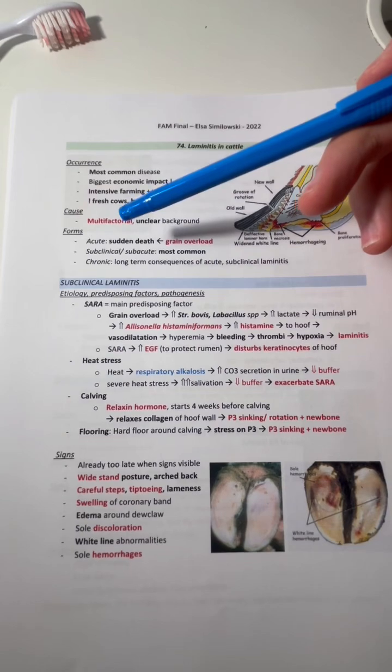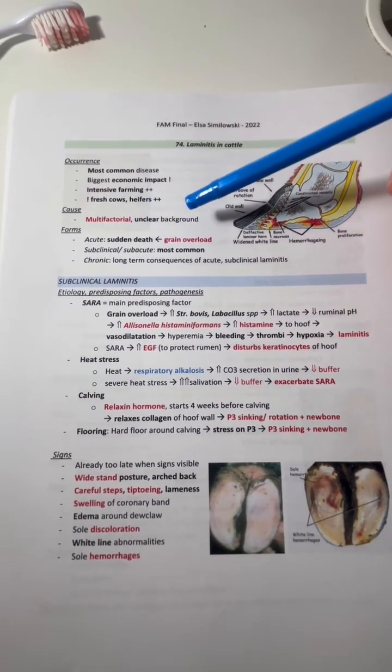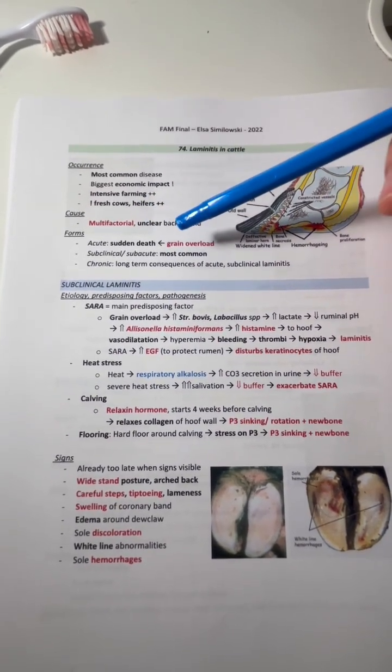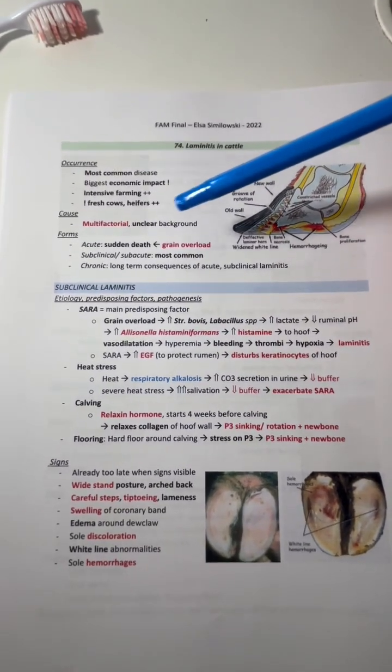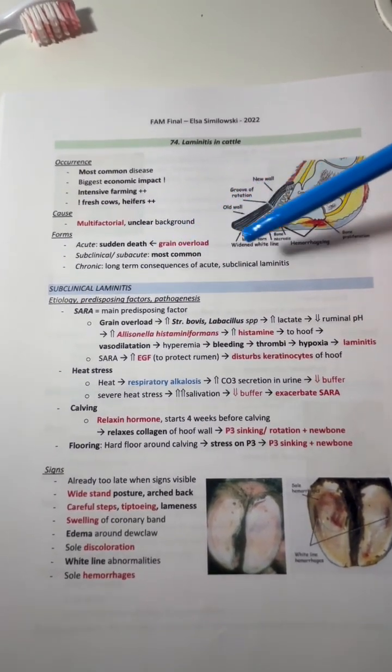In the acute form, it leads to sudden death. This is due to a grain overload. Subclinical and subacute are the most common forms. And chronic is the long-term consequence of acute subclinical laminitis.